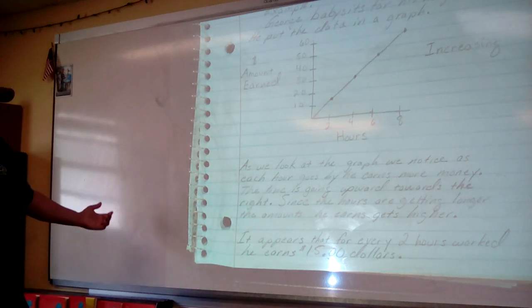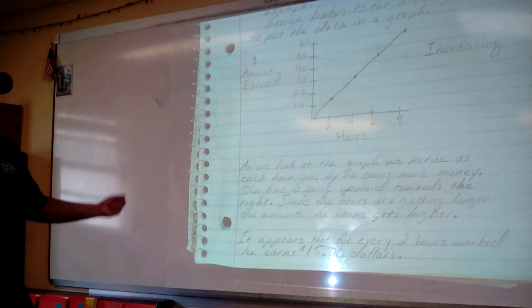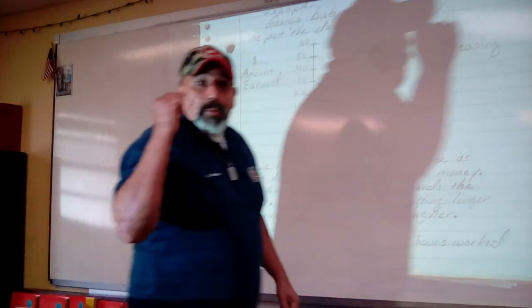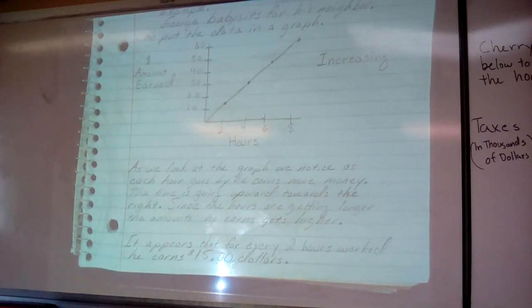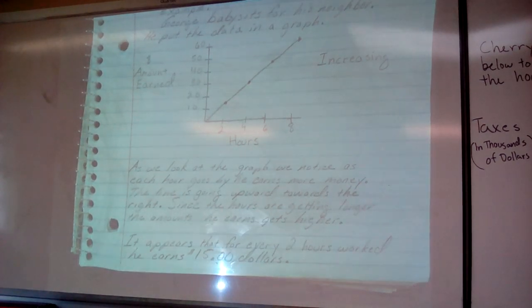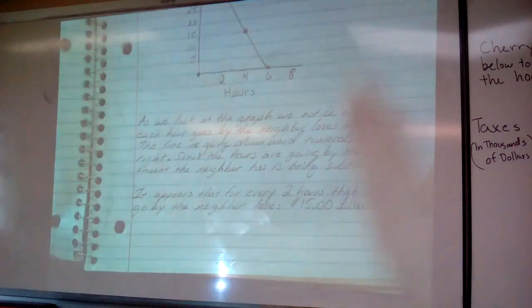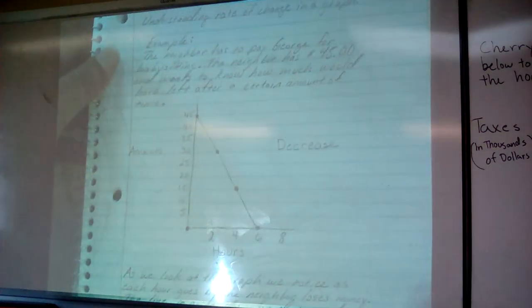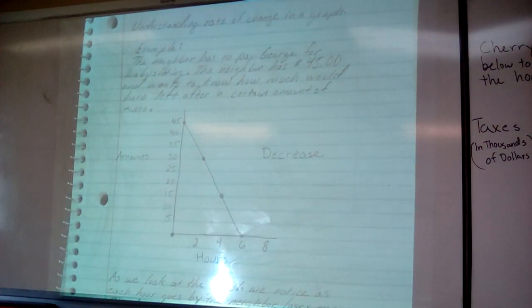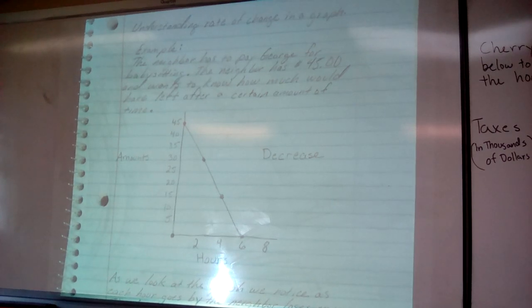It appears that for every 2 hours worked, he earns $15. Well, if one person is earning money, not everyone's going to be earning money, because the neighbor has to pay George. Since the neighbor is paying George, George is earning money, but the neighbor is losing money. So we go ahead and we go to the next page. Your notes are going to continue a little. It says understand the rate of change in the graph, because your graph is not always going to be going upward.